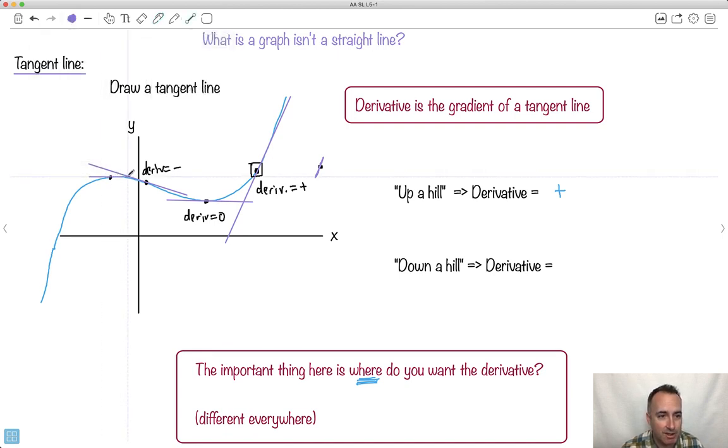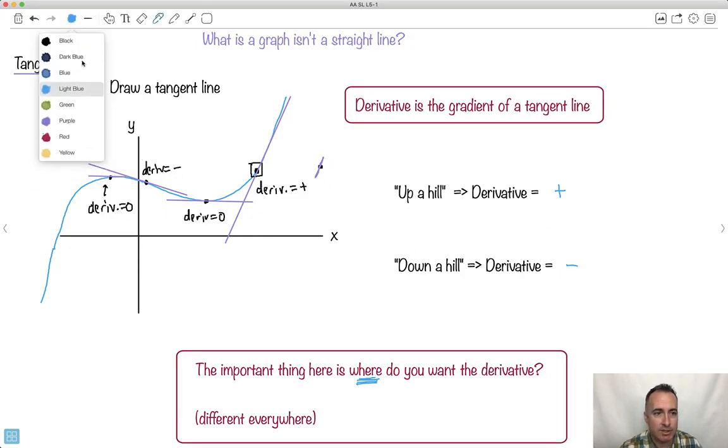So the really important thing with derivatives is, where are we actually looking? Because the derivative is different everywhere, on this graph at least. So here, for example, at this point here, I could say the derivative equals 0. By the way, if you understand this idea, this is it. This is how derivatives work. There's nothing more to it. Down a hill, by the way, derivative is negative.